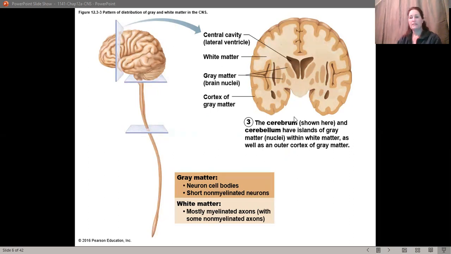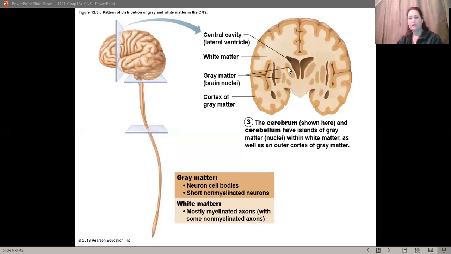This is in the cerebrum. The cerebellum has a similar structure, minus the islands of white matter on the interior, with a peripheral layer of gray. This is why we have to be careful with concussions, because the cell bodies of the brain, so those neurons, are located just right underneath your skull and can be damaged pretty easily.